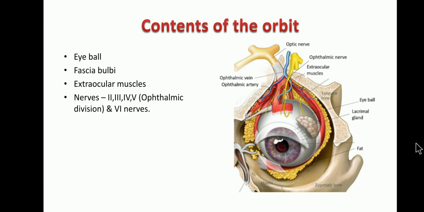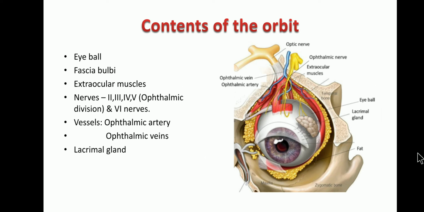Ophthalmic division of the trigeminal nerve. So ophthalmic artery, superior, inferior ophthalmic vein, lacrimal gland superolaterally. You are able to see the lacrimal gland is also situated within the junction of the roof and the lateral wall, and then variable amount of fat, because fat, I told you, is a loose packing material.